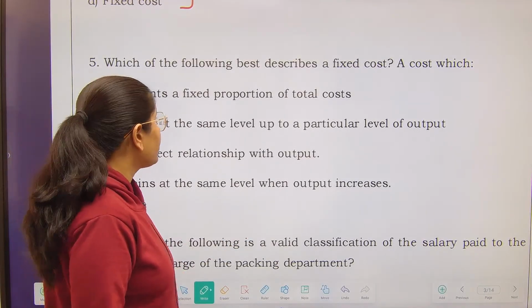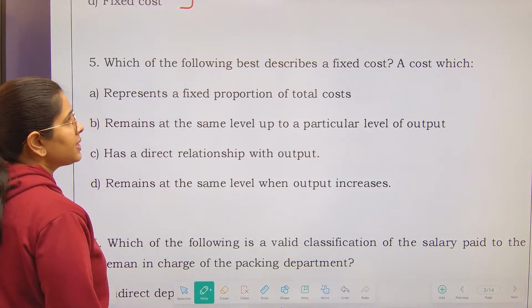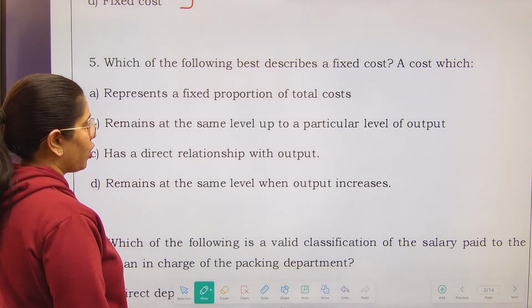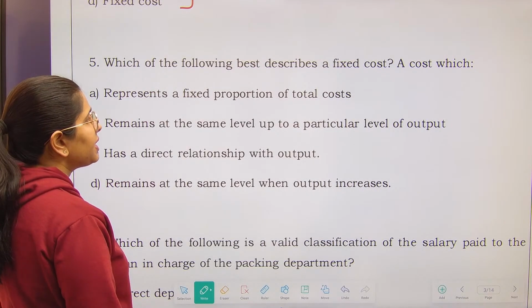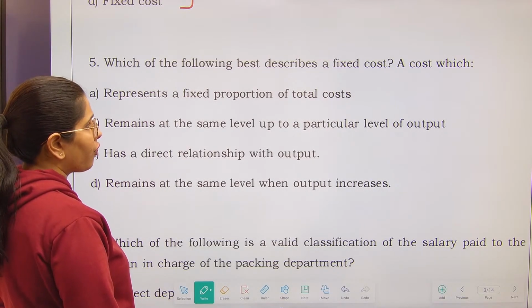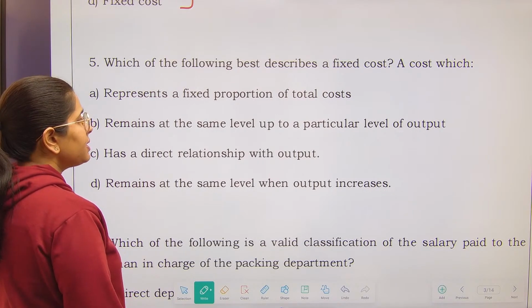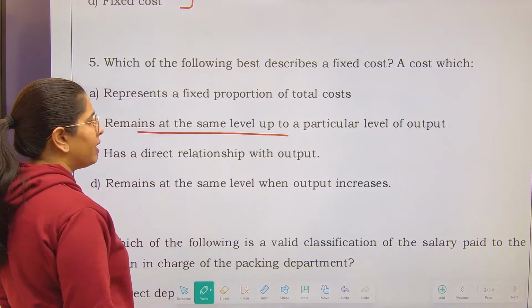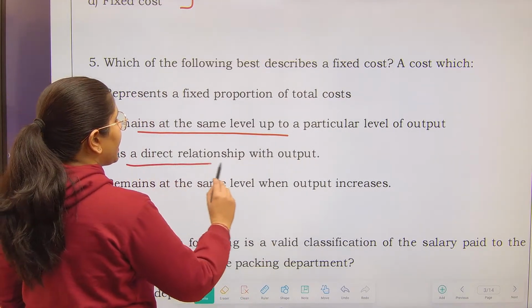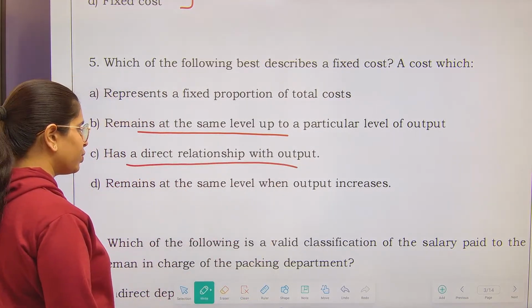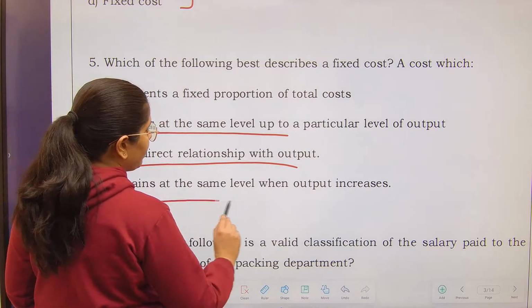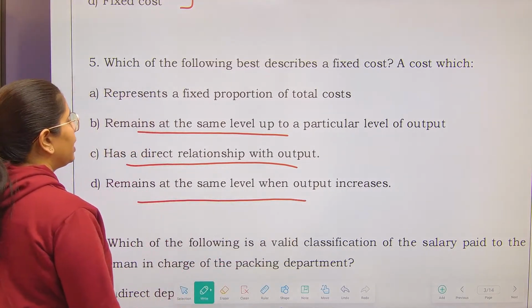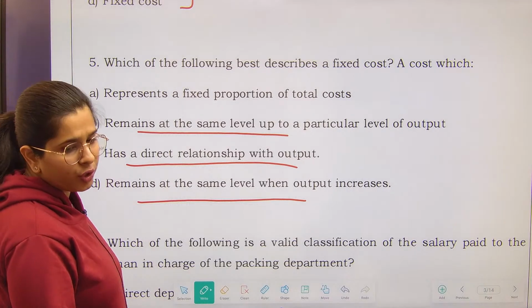Next question. Which of the following best describes a fixed cost? A cost which represents a fixed proportion of total cost, remains at the same level up to a particular level of output, has a direct relationship with the output, remains at same level when output increases. Now what should be its cost?